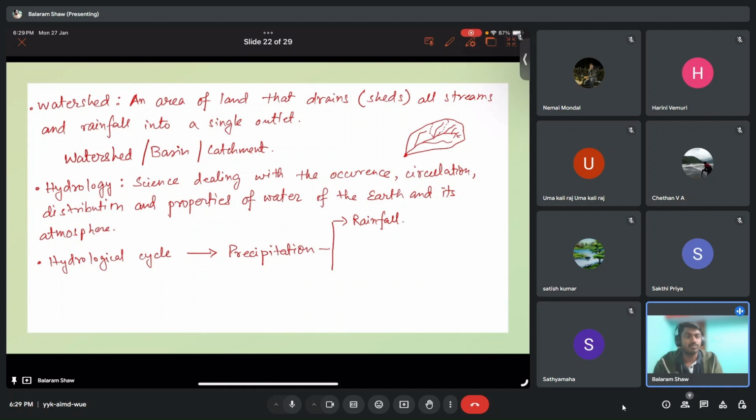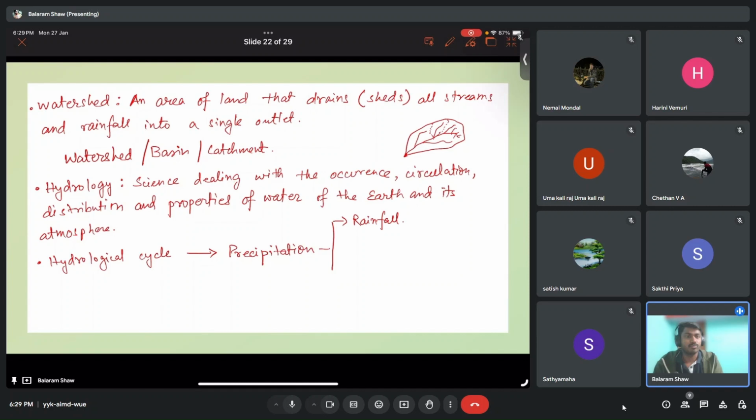Rainfall occurs in the form of water. The dominant form of precipitation is rainfall, and that is why we mostly focus on rainfall. It doesn't mean that we don't study snowfall. For glacier studies we also study snowfall and how glaciers interact. That is a separate part, but we are not going to study that in detail in this course.